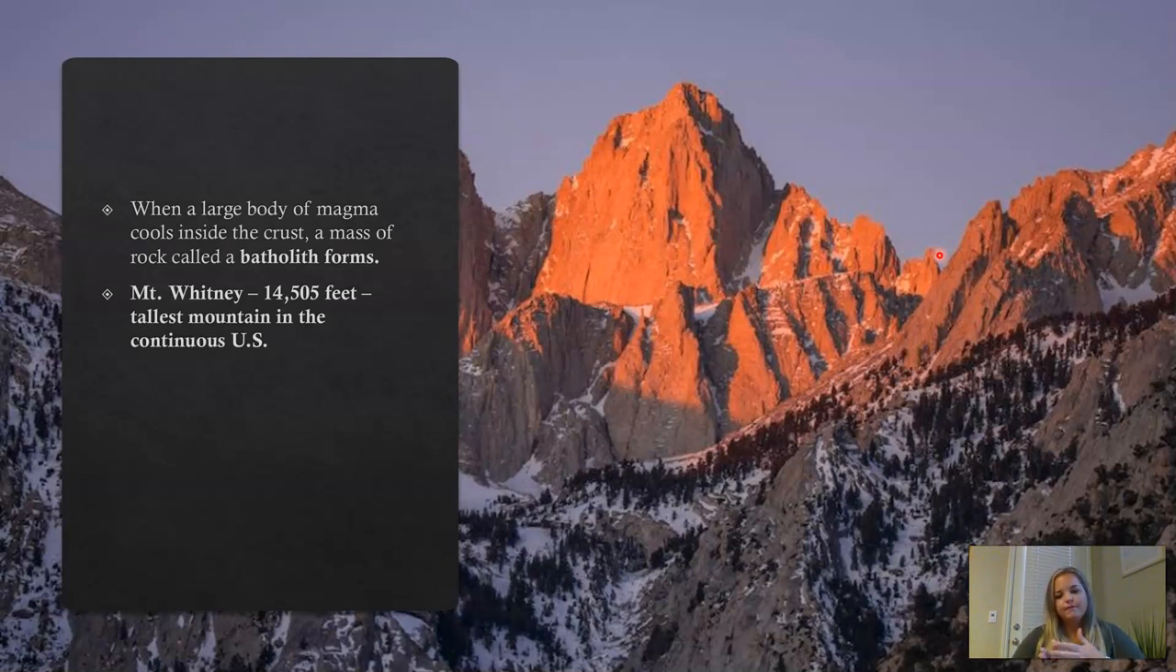This is a view of Mount Whitney here from the eastern side of the Sierra Nevada. I highly recommend checking that out. This is from probably around the Bishop area, Bishop, California. Mount Whitney stands at 14,505 feet, and that is the tallest mountain in the contiguous United States. So that doesn't include Hawaii or Alaska.